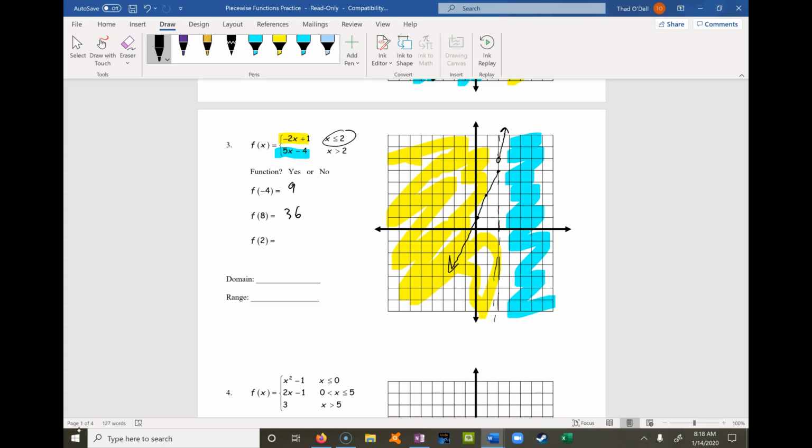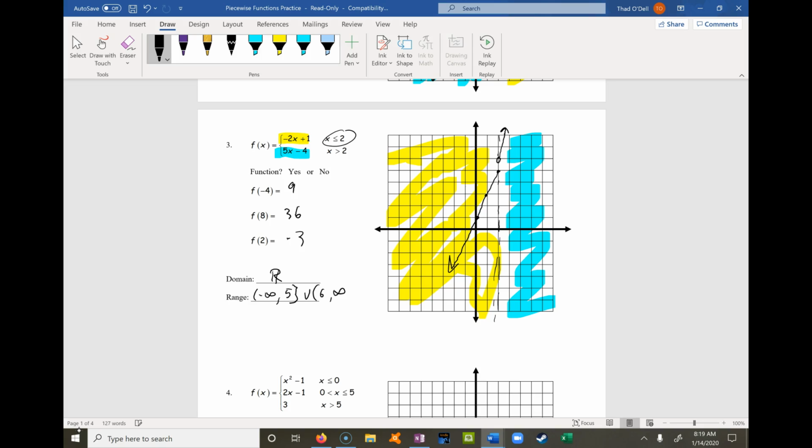And again, look at over here, the domain is all real numbers because the left and right are all covered. The range is going to go from -infinity to 1, 2, 3, 4, 5, and that would be a hard bracket. And then from 6, soft bracket, to positive infinity.